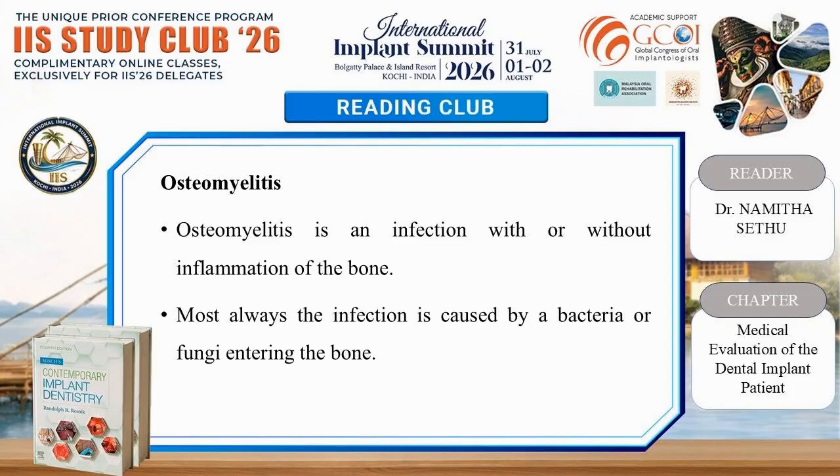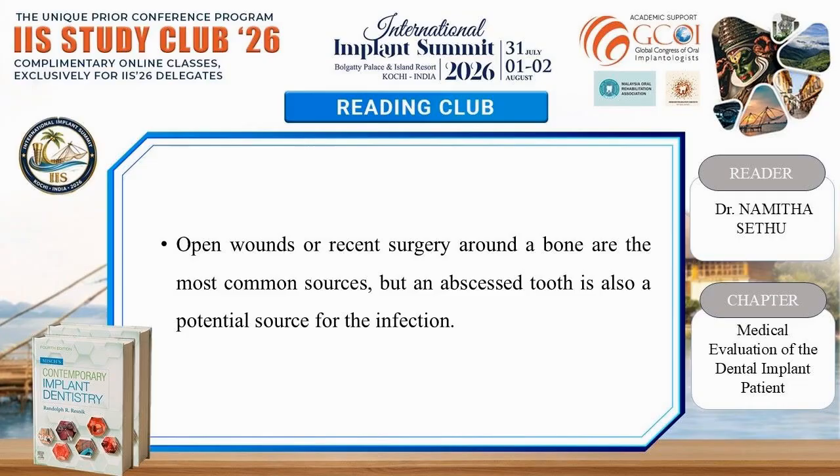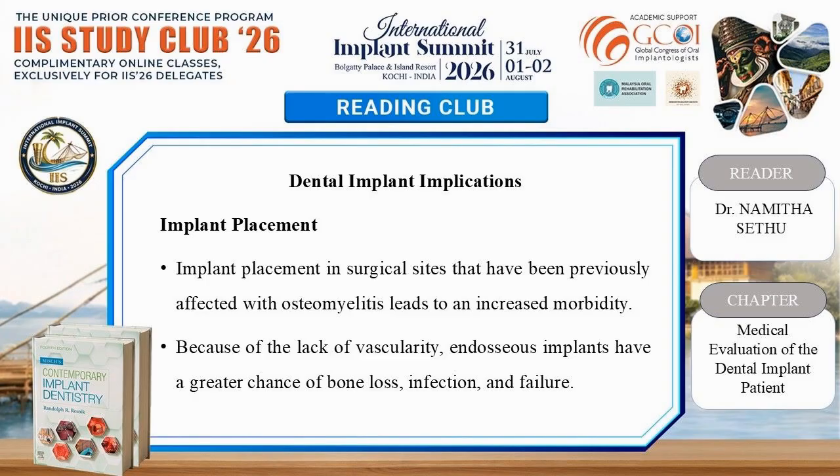with or without inflammation of the bone. Always the infection is caused by a bacteria or fungi entering the bone. Open wounds or recent surgery around the bone are the most common sources, but an abscessed tooth is also a potential source for infection. Dental implant implications. Implant placement. Implant placement in surgical sites that have been previously affected with osteomyelitis leads to an increased morbidity. Because of lack of vascularity, endosseous implants have a greater chance of bone loss, infection, and failure.